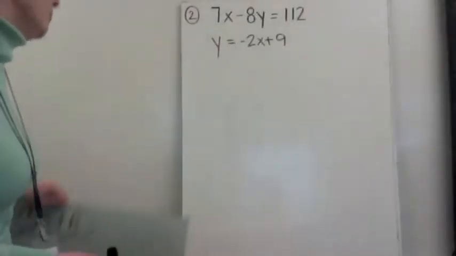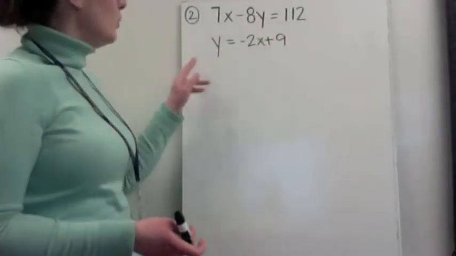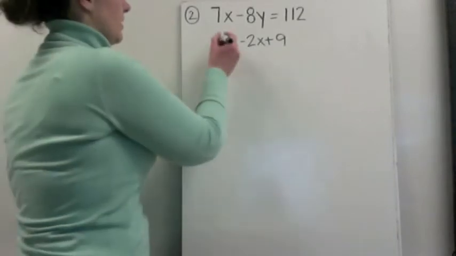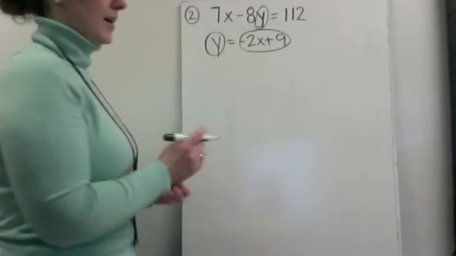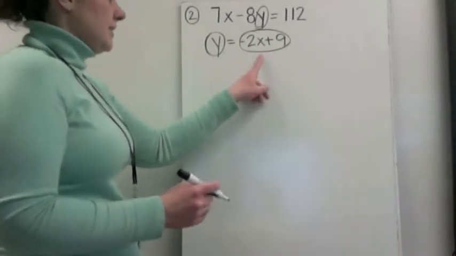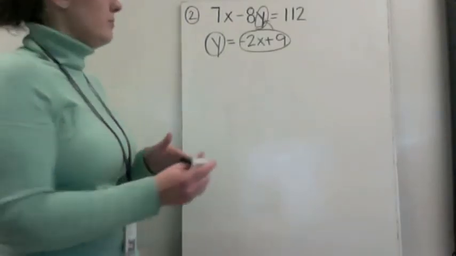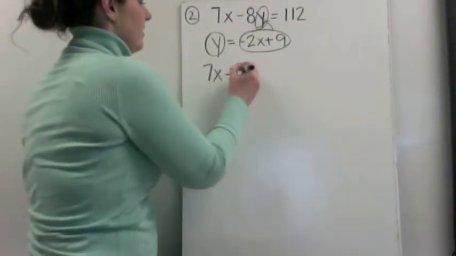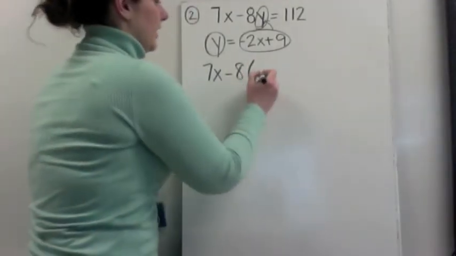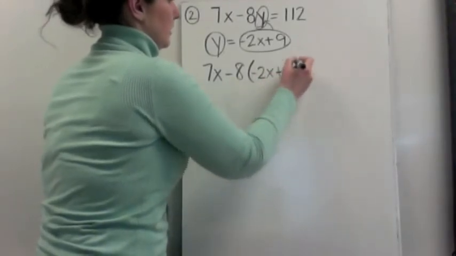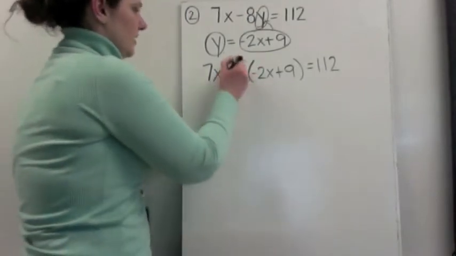So for number 2, a little bit different setup. We had 7x minus 8y equals 112, y equals negative 2x plus 9. So again, we know that y is the same as negative 2x plus 9. This expression, what equals y, goes in for y in the opposite equation. Remember, when we're substituting, everything stays exactly the same except for y gets out, negative 2x plus 9 gets substituted in, equals 112.